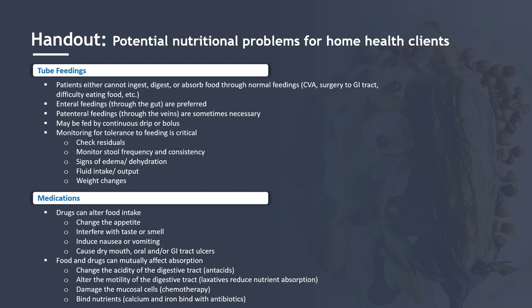Medications. Drugs can alter food intake, change the appetite, interfere with taste or smell, induce nausea or vomiting, cause dry mouth, oral and/or GI tract ulcers. Food and drugs can mutually affect absorption. They change the acidity of the digestive tract, such as antacids, alter the motility of the digestive tract. Laxatives reduce nutrient absorption, damage the mucosal cells, as in chemotherapy, and bind nutrients. Calcium and iron bind with antibiotics.